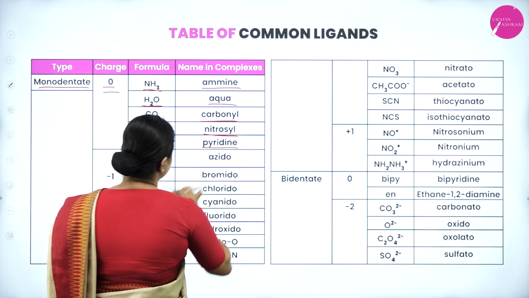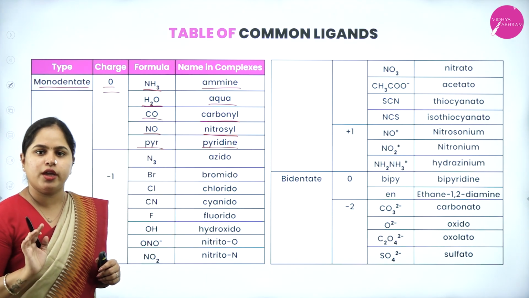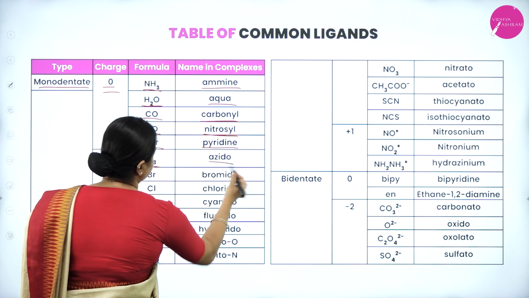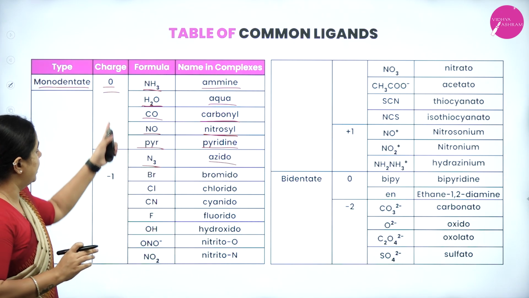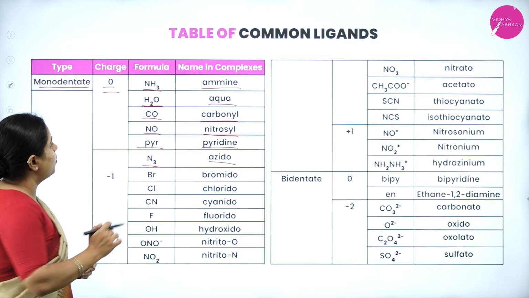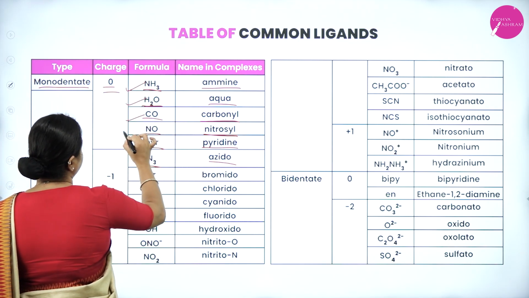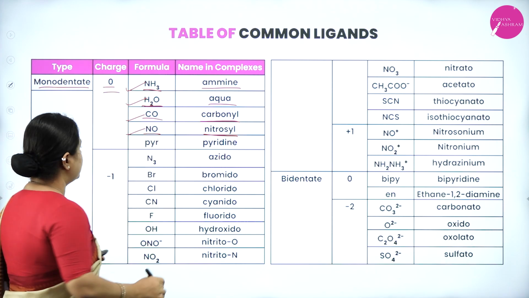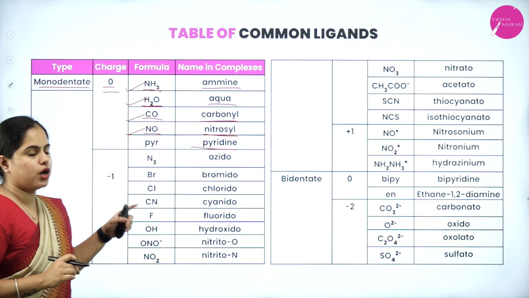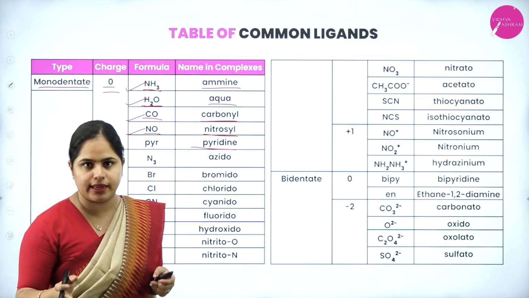Pyridine, it is called pyridine. Okay, so I hope till here it is clear. All of these, and N3 also, it is called azido. So till here are monodentate ligands which are neutral. All these are very commonly asked. Okay, and the last one is pyridine. So all of these examples which we have discussed now belong to monodentate neutral ligands, right?